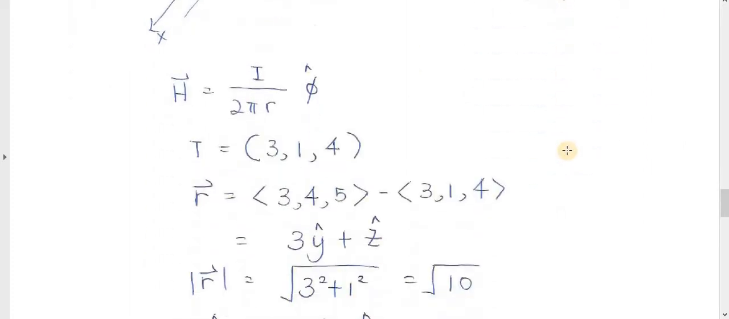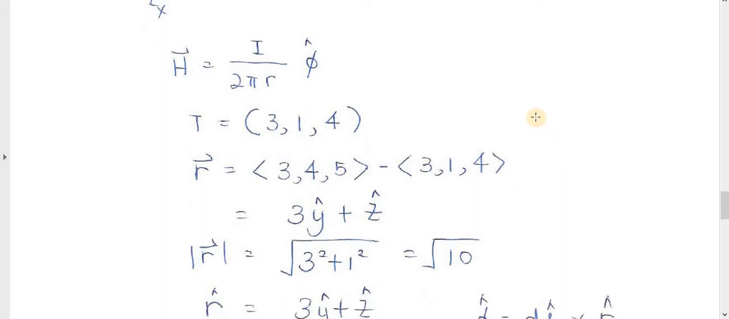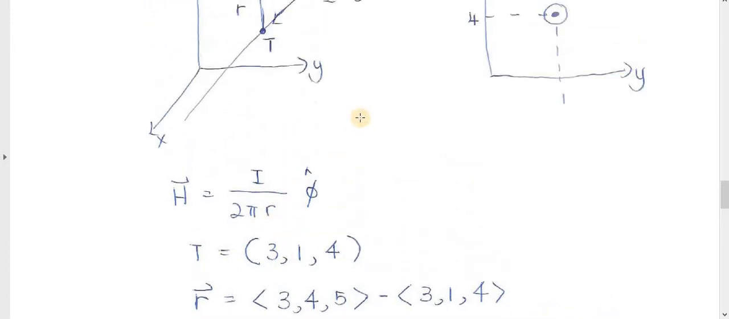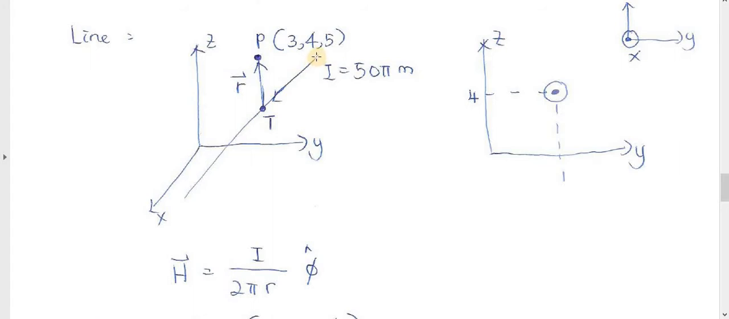For the infinite line, using Ampere's law, I have to use these equations. We already tried many exercises on how to use these equations. First of all, we need to find the r. Before we find the r, we need to find the point T. T is a point located along the current filament that creates a 90 degree angle when we link it to the observation point. So this is the point T.